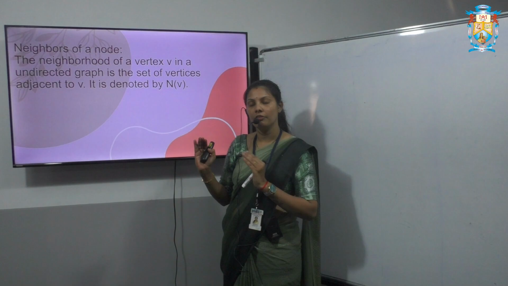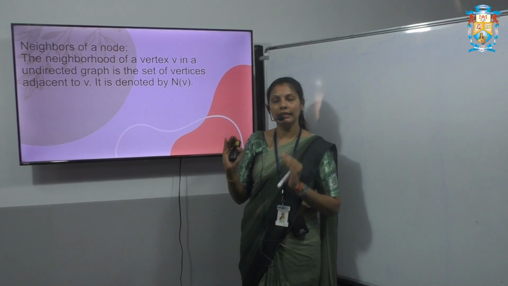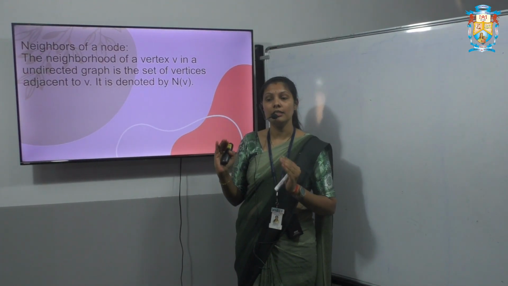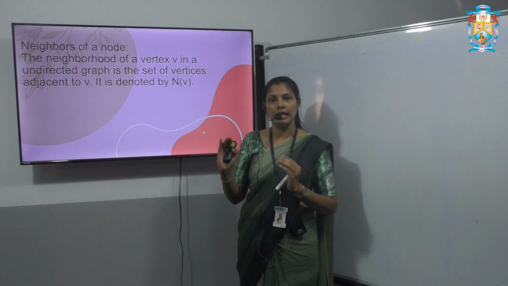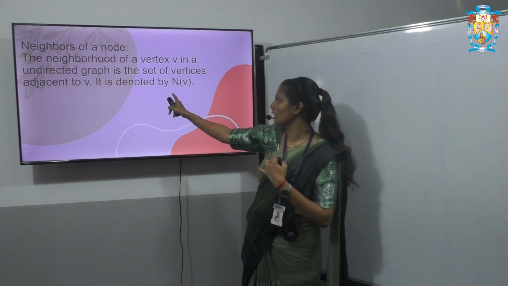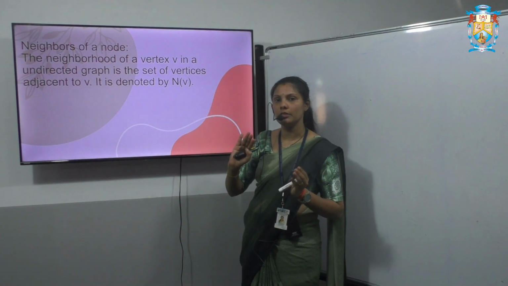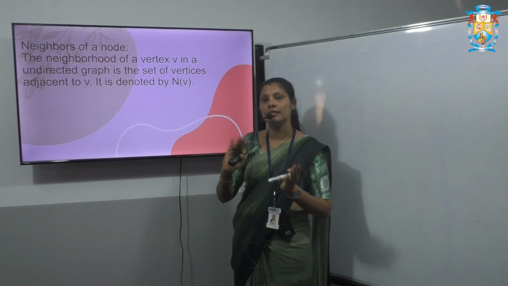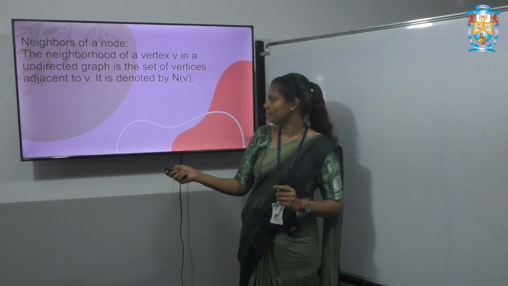Now the neighbors of a vertex V in an undirected graph is the set of all vertices adjacent to V, and it is denoted by N of V. We have to see which are the vertices adjacent to the vertex V.